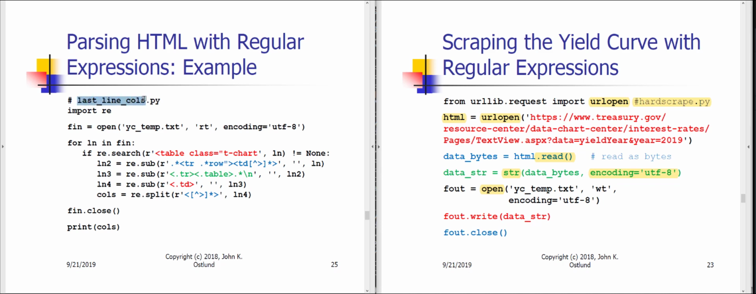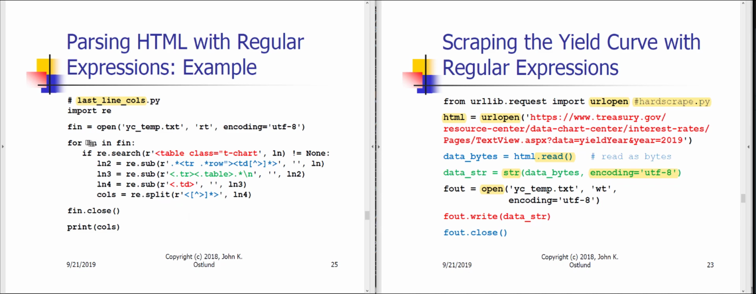Here we have a program called last line columns. What this program is going to do is to just display the columns within the last line of data from my table, just as an illustration. So we're going to get the columns from the line for September 20th of 2019.